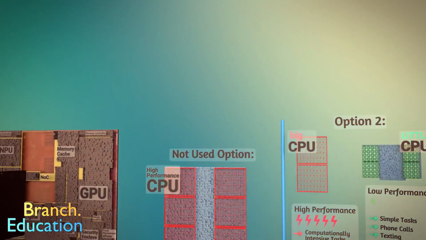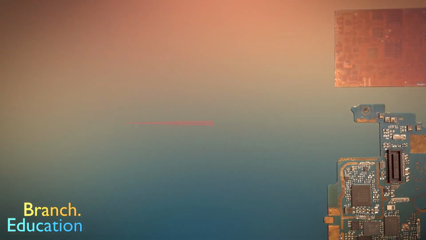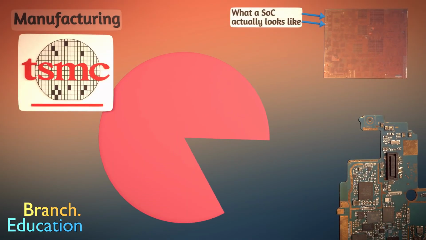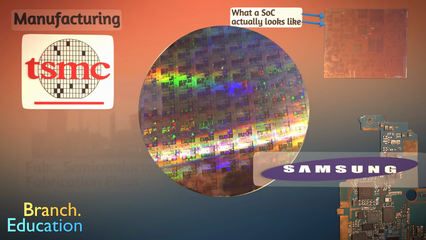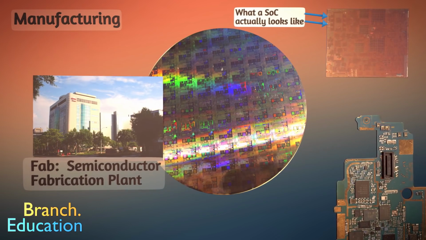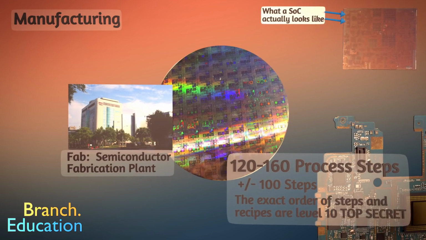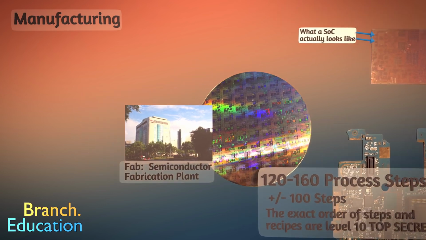Let's finally move on to how these chips are manufactured. To start, the lion's share of all SoCs get manufactured by a single company called TSMC, or Taiwan Semiconductor Manufacturing Company, and a smaller yet increasing proportion of SoCs are manufactured by Samsung. These microchips are manufactured on 300mm wide silicon wafers in factories called fabs. In order to manufacture an array of chips, the silicon wafer has to go through a series of 120 to 160 processes, or steps, performed by dozens of different machines.